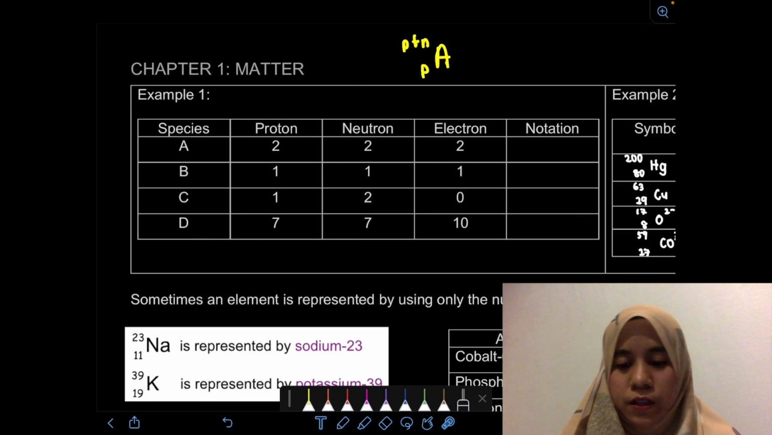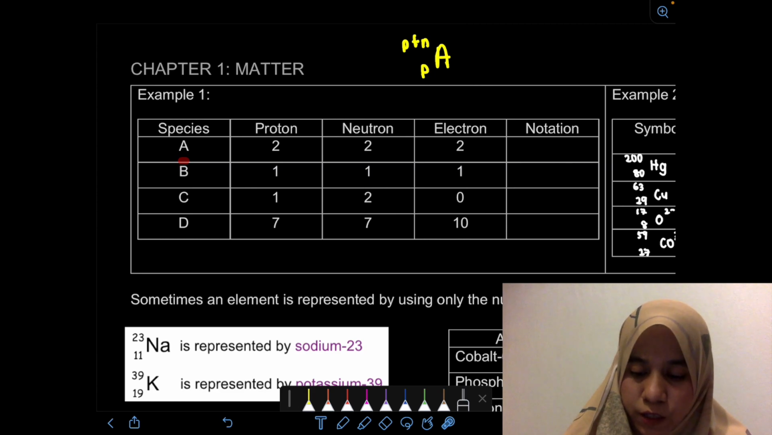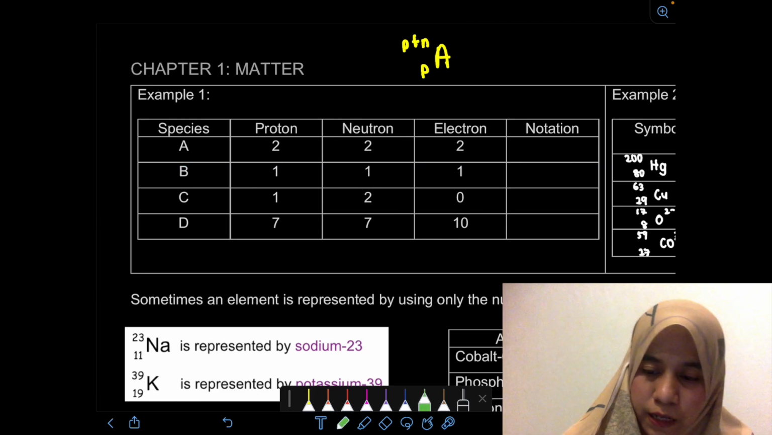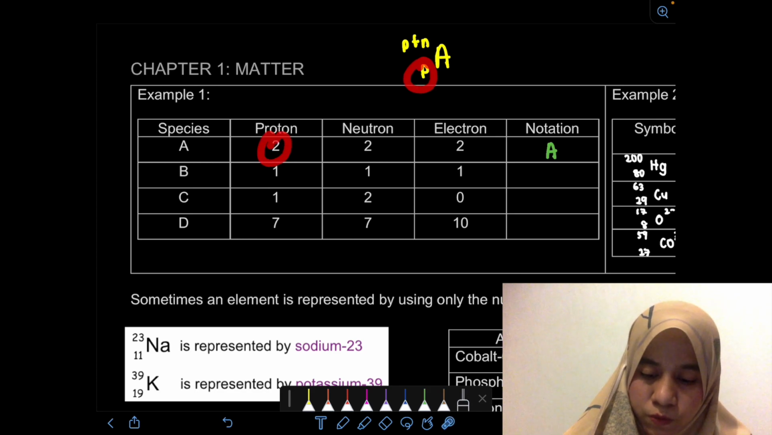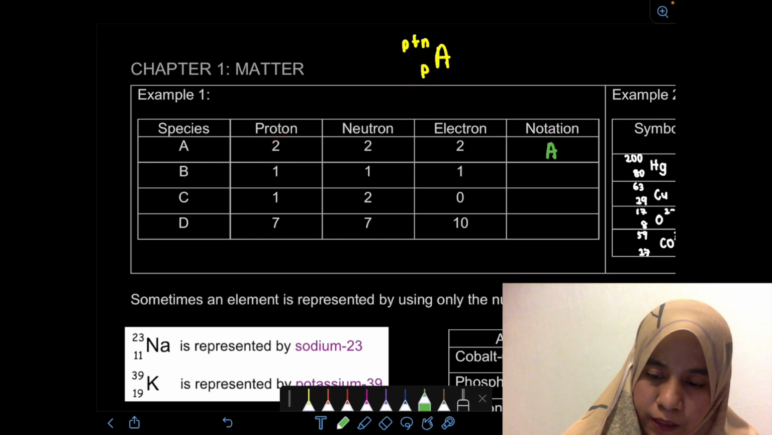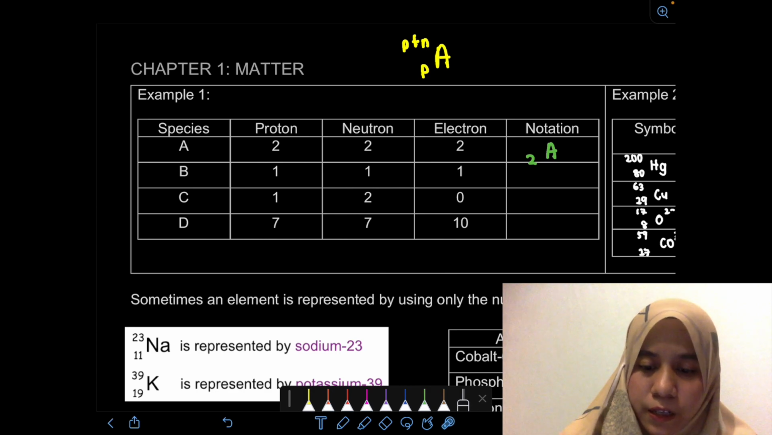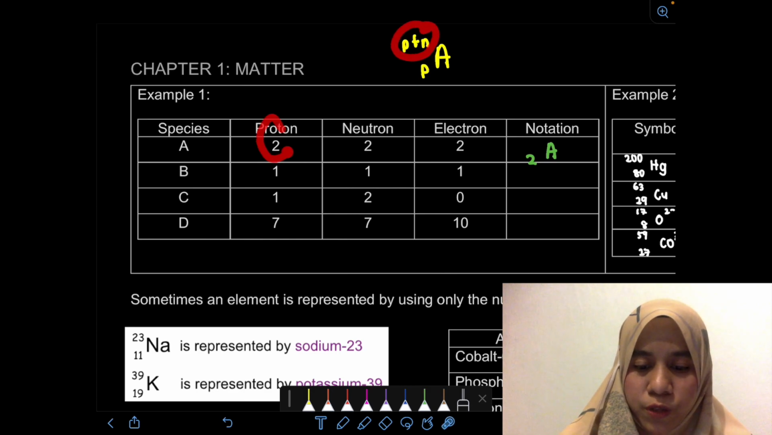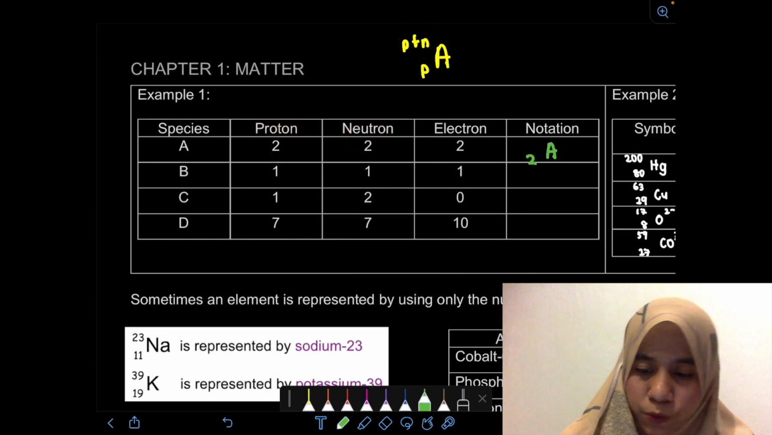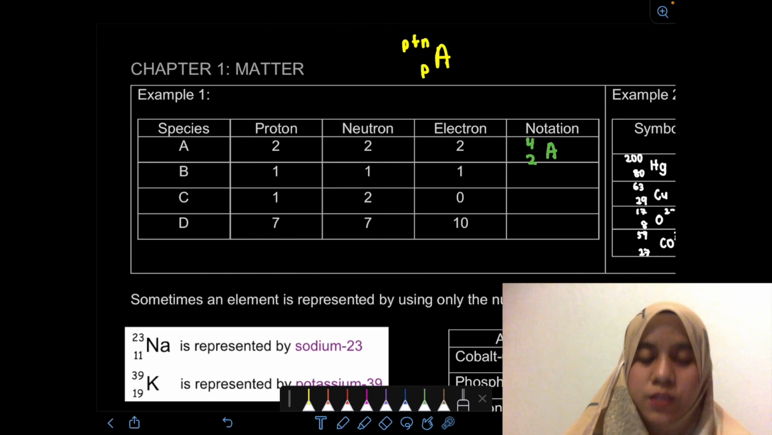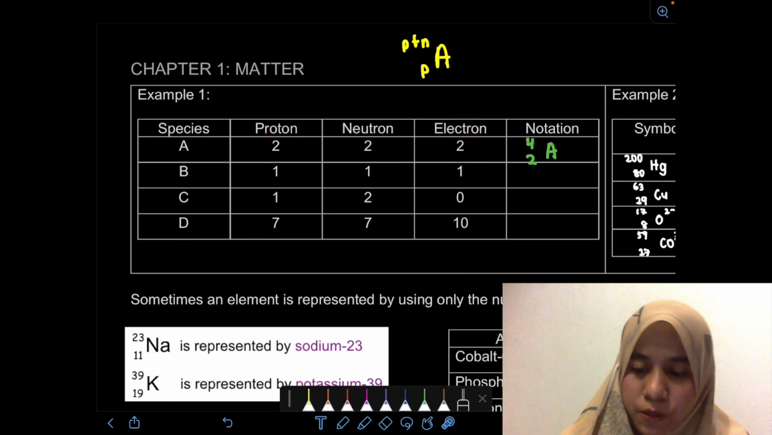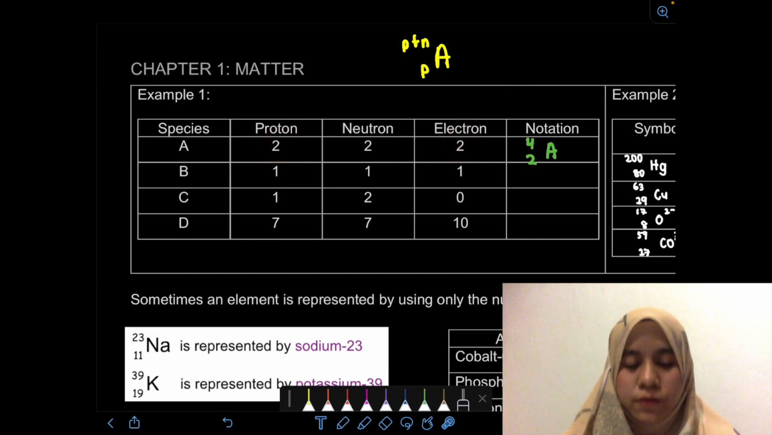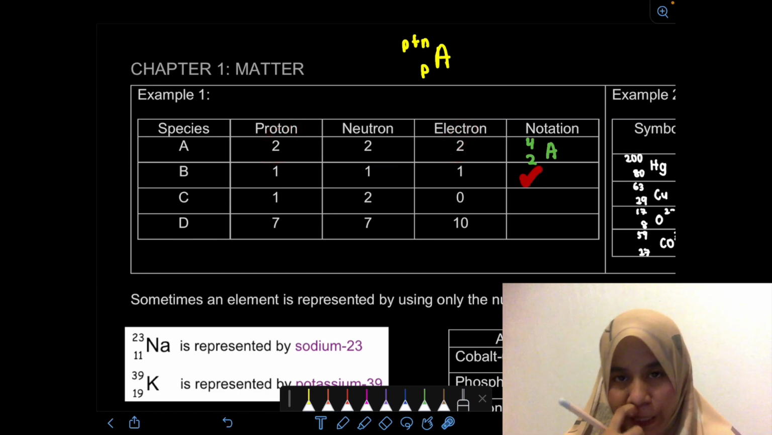So kita tengok dekat sini for species A. So how to write it down kat sini, dia adalah A. Lepas tu kita tengok proton number dia is 2. And then apa lagi? Ini adalah proton plus neutron. Proton plus neutron it's actually equal to 4. And then kita tengok what is the difference. So proton dengan elektron dia sama sahaja. So sama, so dia tak ada charge lah. Neutral. Example B ni pun sama sahaja case dia.